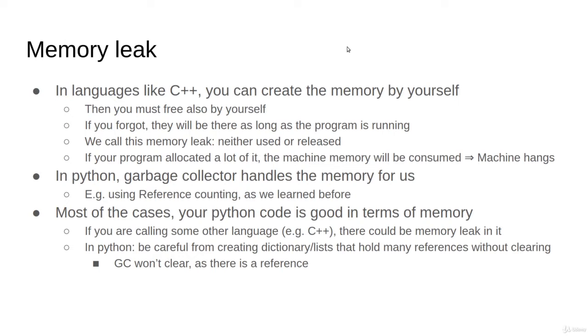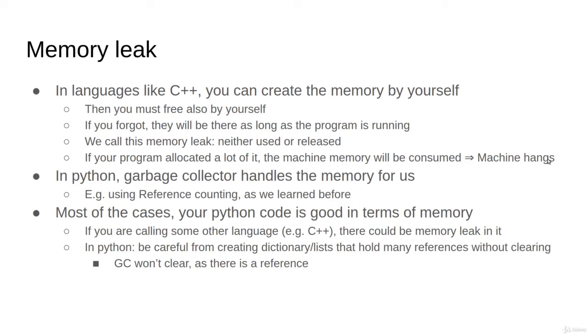Let me introduce the concept of a memory leak. In a programming language like C++, you can create the memory by yourself, but then you have to free it by yourself. If you forgot to clear the memory, this memory will be there in the program as long as the program is running. We call this a memory leak. It is memory that is neither used nor released. And observe that if you have a function that keeps creating memory that you don't release, and the memory is huge, the machine memory will be consumed, and you suddenly will notice that the machine hangs.